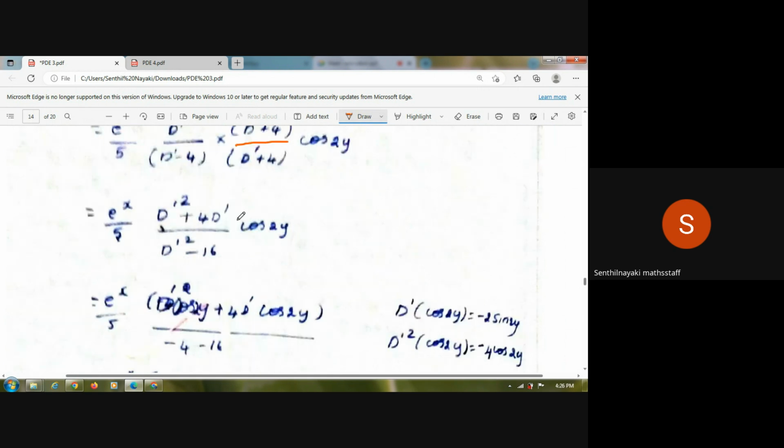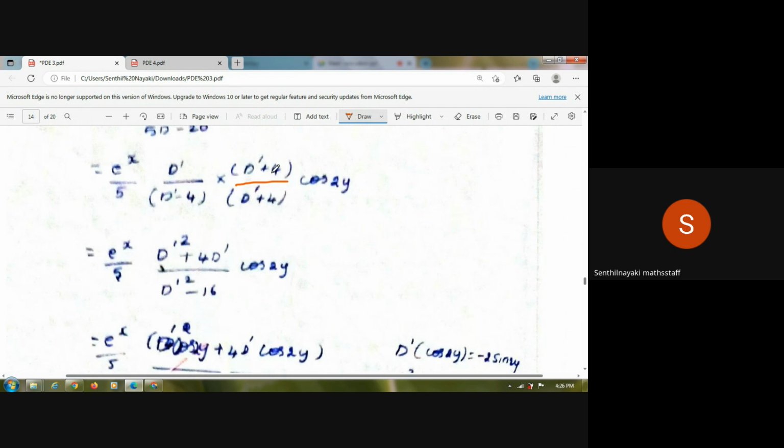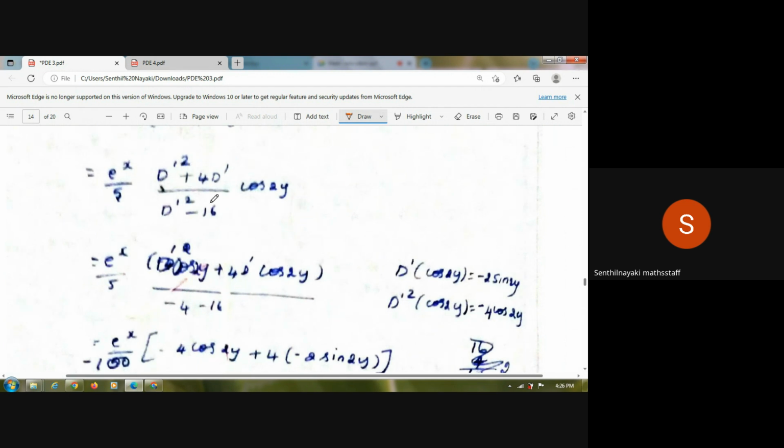After simplifying, we get D' by 5(D' minus 2D) into cos y. So take 5 as a common term, then (D' minus 4) we have; multiply by the conjugate, D' plus 4 by D' plus 4. Then the denominator becomes D' square minus 16. In the numerator, multiply by D', then D' square plus 4D' into cos 2y.